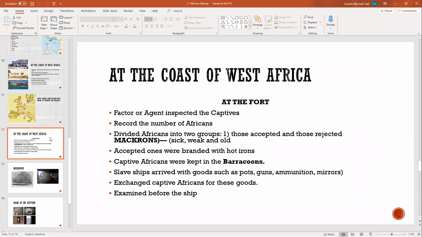Now let us look at the coast. What is going on? You had a factor, an agent who inspects the Africans once they arrive, and then they are going to record them by number. After they record them by number, they are going to divide them into two groups. So you have a group that is called the Macrons, those who are rejected.